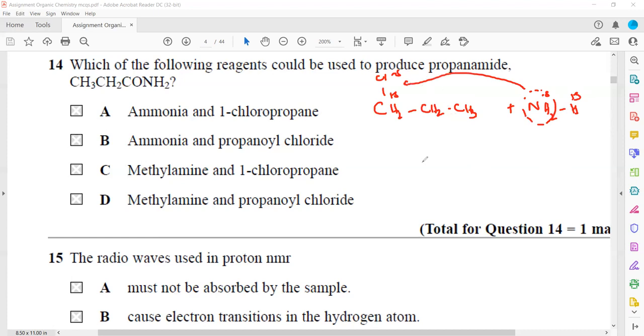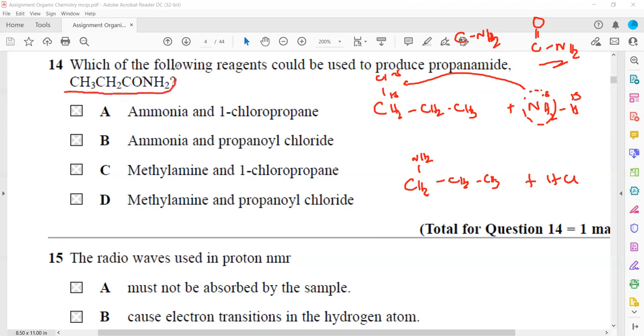So what will be the product? The product will be CH2, NH2, then CH2, then CH3, plus HCl. So what you can see, this is not an amide. It is amide only when the functional group is C double bonded with O and NH2. That's amide. But if you have C and NH2, that means it is amine. So this will produce an amine. It does not produce amide. We want to produce amide. So that's why A cannot be an answer.